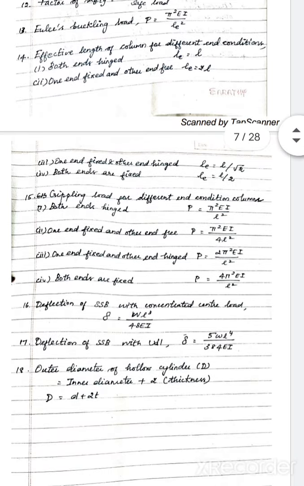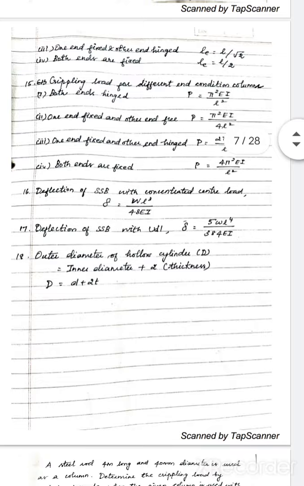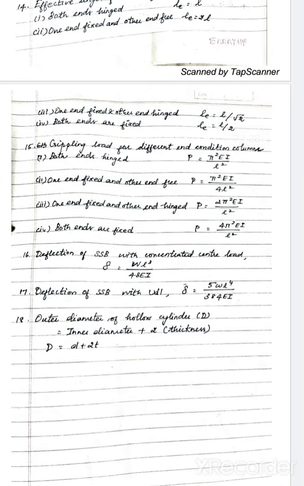So these are the formulas we have seen. And the deflection of a simply supported beam with a concentrated load, delta is equal to WL cube by 48 EI. If it is UDL, uniformly distributed load, 5 WL power 4 by 384 EI. Outer diameter of hollow cylinder is inner diameter plus 2 into thickness. So these are the formulas we are going to use in the upcoming problems. So remember and write it down in your notebook.